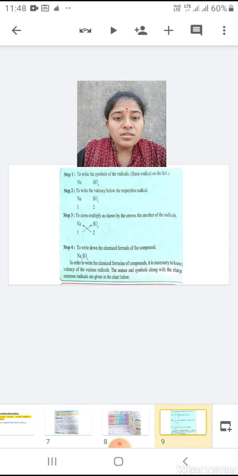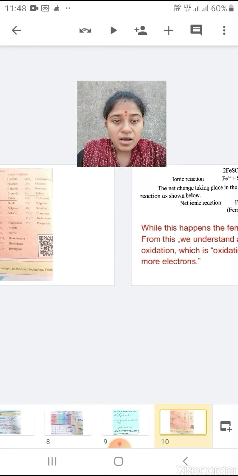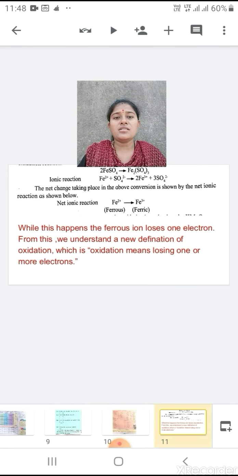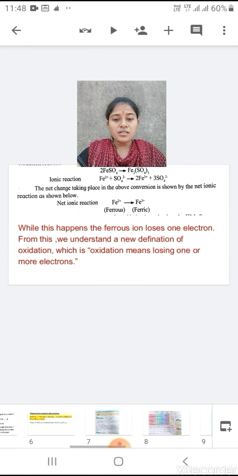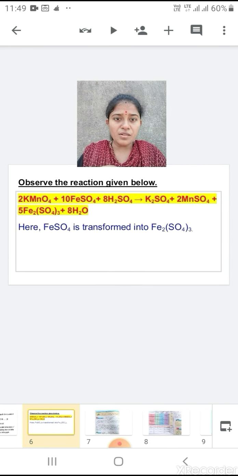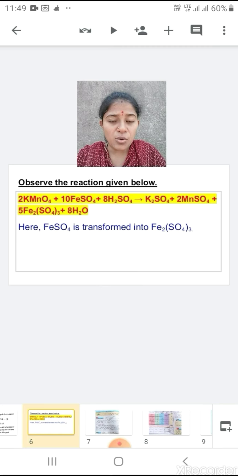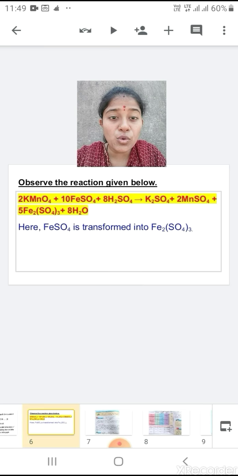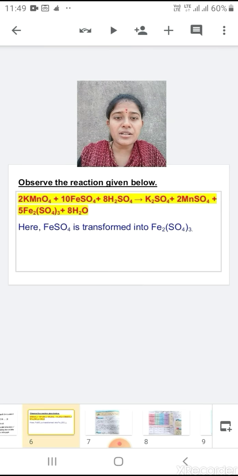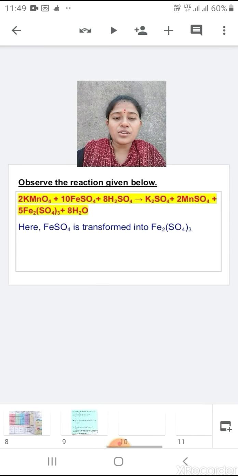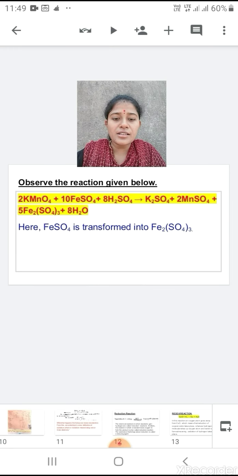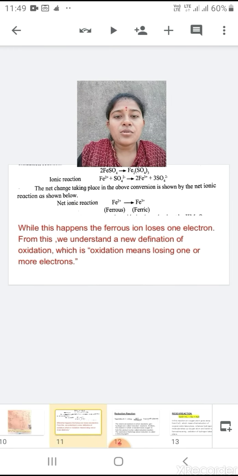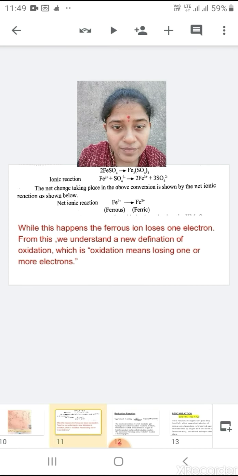Now how can you relate it with the transformation, you remember now? Here we were looking at how FeSO4, ferrous sulfate, got transformed into Fe2(SO4)3. How this happened, we are going to understand now, after this 9th standard recap. Now look at the reaction here, students. FeSO4 getting converted to Fe2(SO4)3.